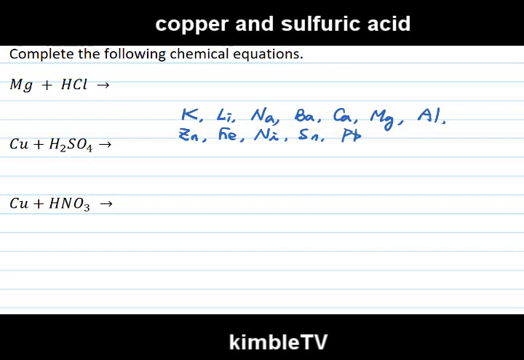I will place hydrogen here in order to distinguish more reactive metals from less reactive metals: copper, silver, and gold. According to this activity series, we can realize that copper metal, silver metal, gold metal cannot reduce hydrogen ion. Therefore, copper cannot react with hydrochloric acid.